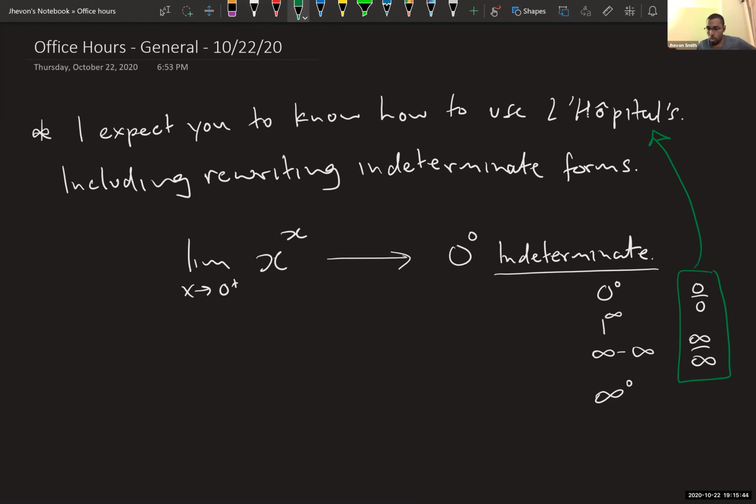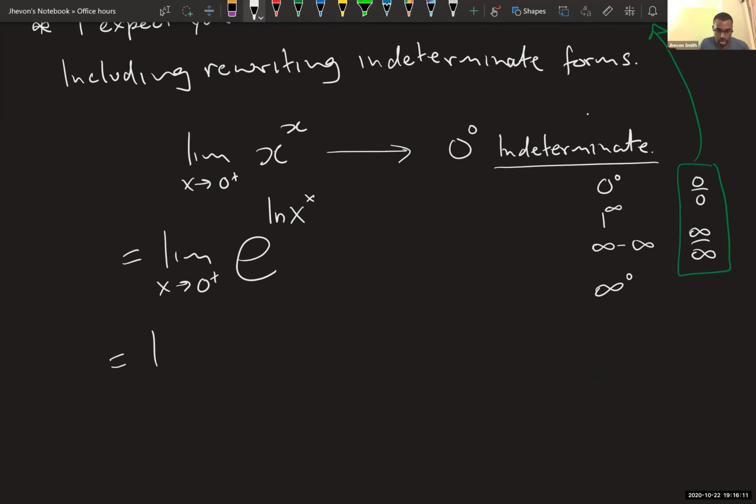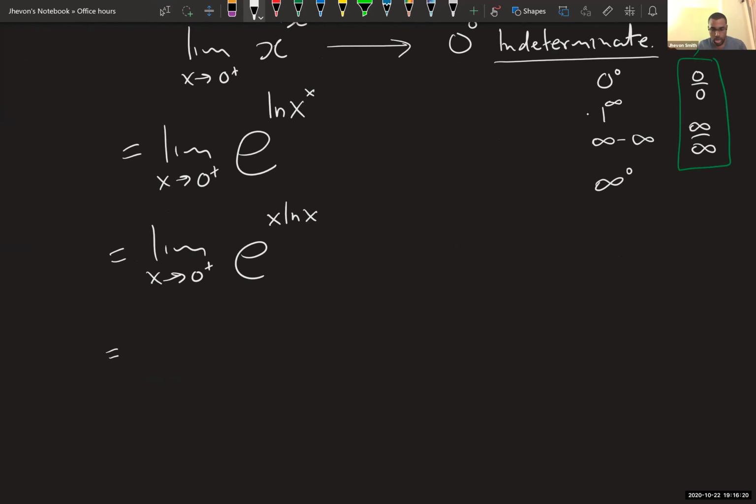Now, when you have one of these where the power is the issue, like there's an infinity in the power, or it's a 0 to the 0, or it's an infinity to the 0, a very common trick that I would expect you to know is to rewrite using e's and ln's. So you can rewrite this as e to the ln of x to the x, and that would be e to the x ln x. So you'll notice 0 times infinity is another one. I always forget one of these indeterminate forms.